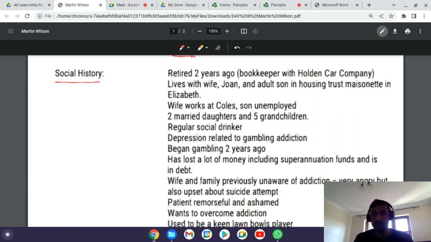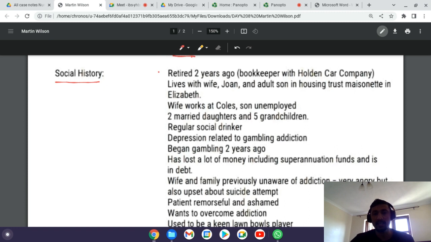Retired 2 years ago, bookkeeper with Holden Car Company. Is that information a relevant one? Okay. So I got all the three options now.